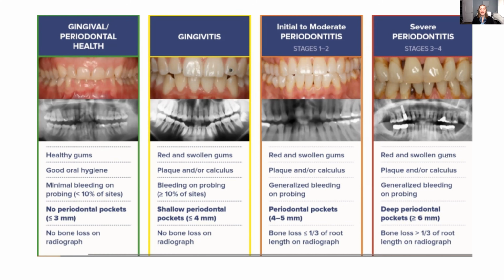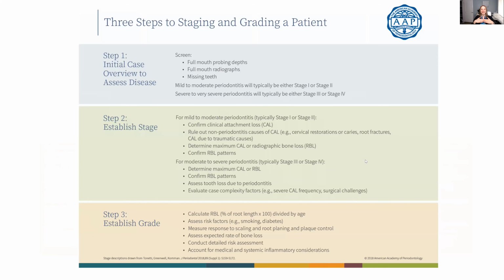But then you have severe perio. So this is stages 3 to 4, where there's deep pockets. So 6mm or more, there's absolutely bone loss. There's a lot happening. The gums are bleeding everywhere, not just a little bit. So this is severe perio. Moving on to the next slide here.